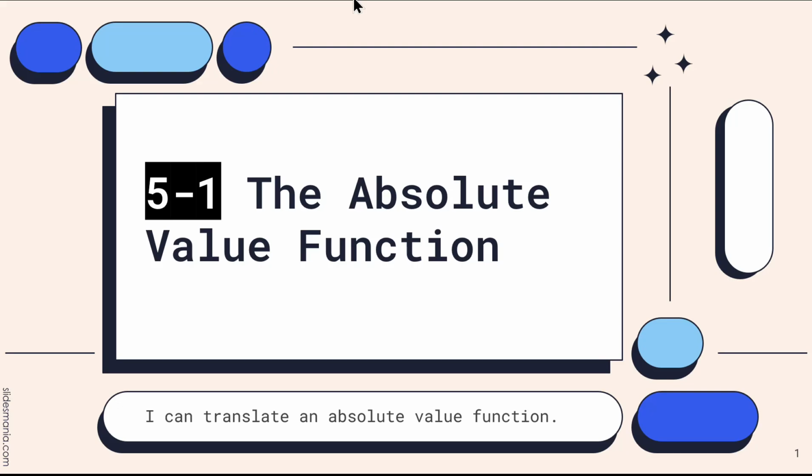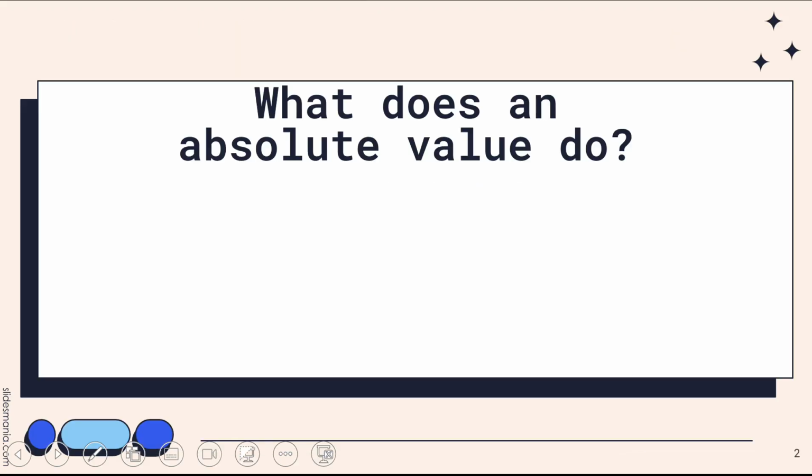Video on 5.1, the absolute value function. We teach this a little bit later because it's extremely similar to another function that we have already studied. So we're going to start by just thinking about what is an absolute value and what do they do.